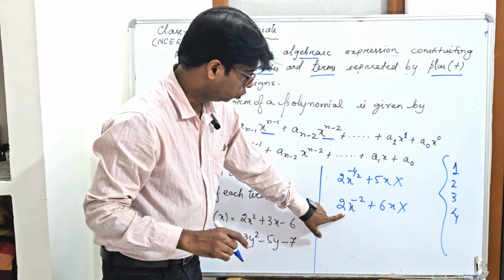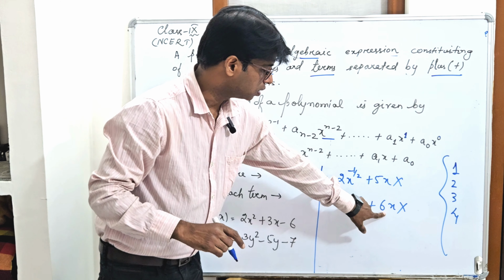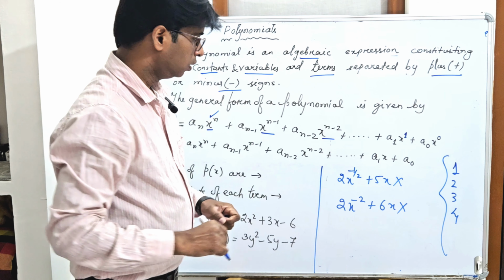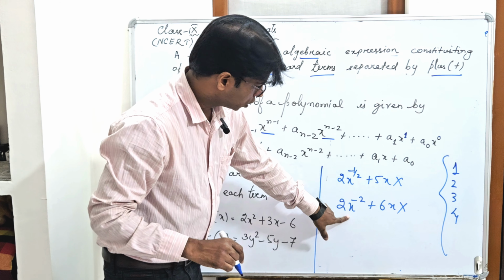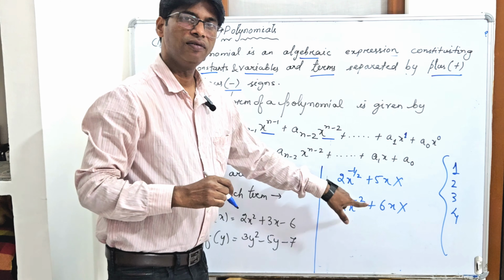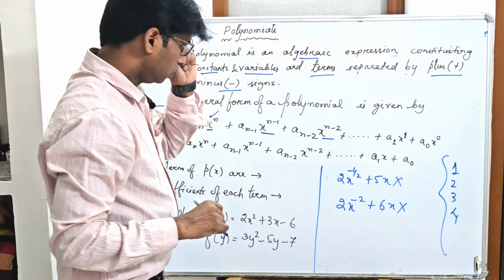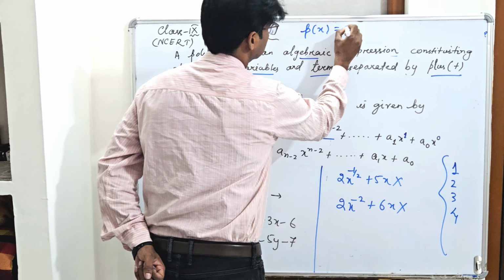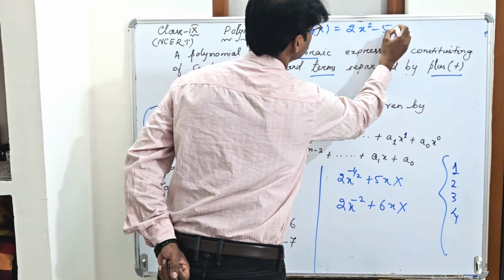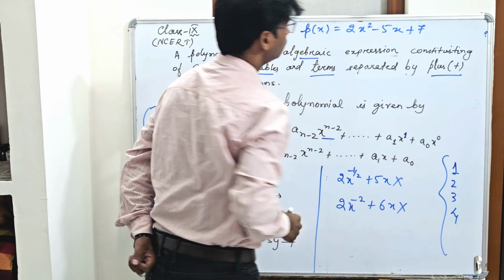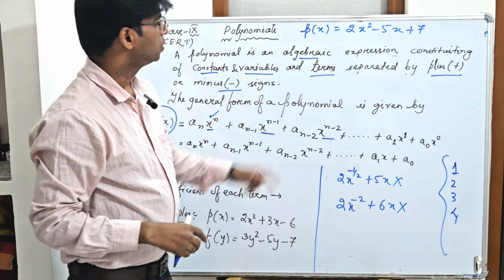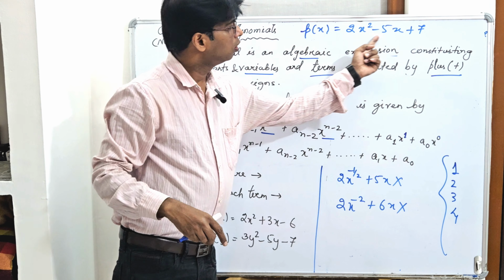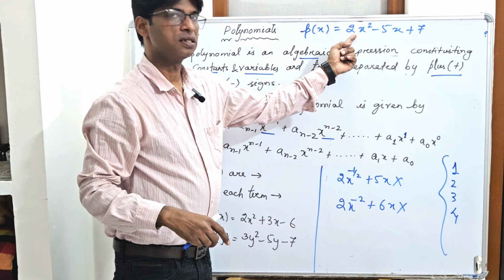Here also you see 2x to the power minus 2 plus 6 is also not a polynomial. Why? Because you can see here x to the power minus 2, again a negative integer, so it is not accepted. So like that, if I write here p of x is equal to 2x square minus 5x plus 7. How many terms are you seeing here? 3 terms. And you see p of x means this polynomial is only containing x as the variable.